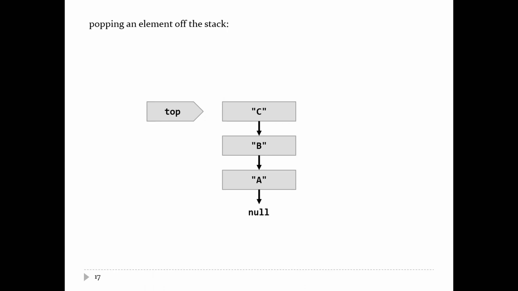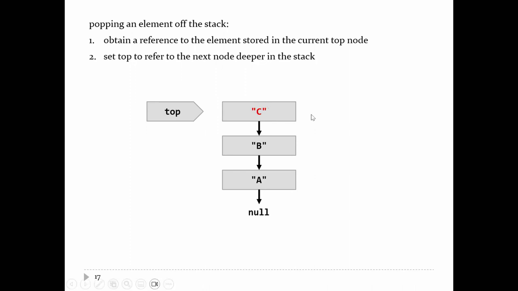Now, if you want to remove an element from the stack, we need to pop that node off the stack. So we're going to remember what is in the node. I'm going to remember what is the element that's in the node. That's going to be the C in this case. I want to adjust top so that it now points at the B, because we're going to remove this node from the top of the stack.